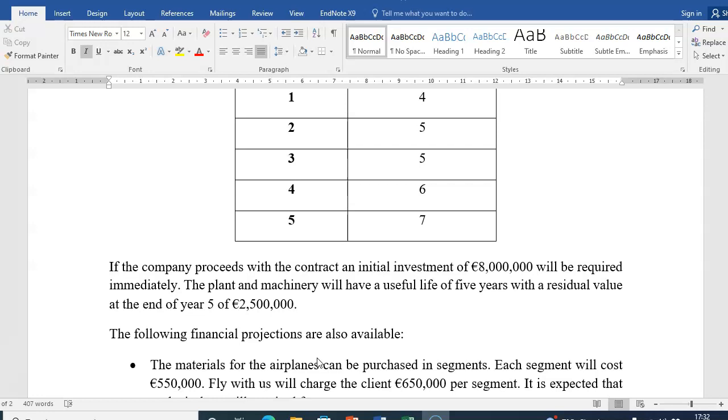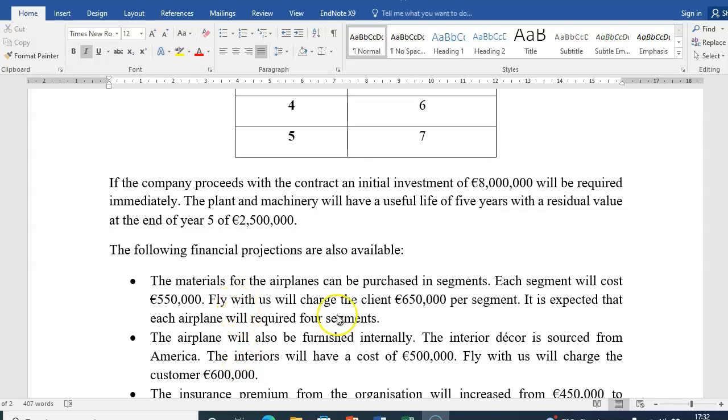The following financial projections are also available. The materials for the airplane can be purchased in segments. Each segment will cost 550,000. Fly With Us will charge the client 650,000 per segment. It is expected that each plane will require 4 segments, okay? So let's calculate now the cash flow in relation to the segments, okay?